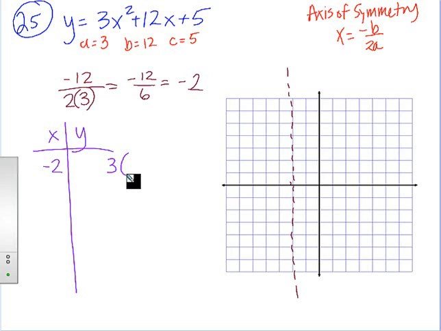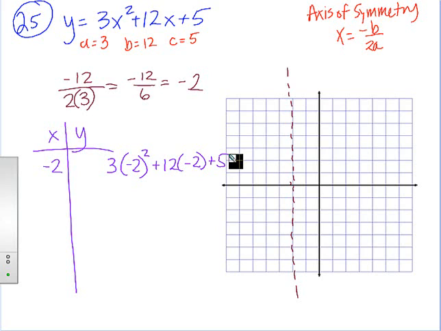Okay? So 3 times negative 2 squared plus 12 times negative 2 plus 5. Okay, so now we just need to simplify this. So this is just numbers. You can put this whole thing into your calculator and get the answer out. That's fine. We'll go through it step by step here though. Okay? So we start with the exponent. So first exponent is negative 2 squared.